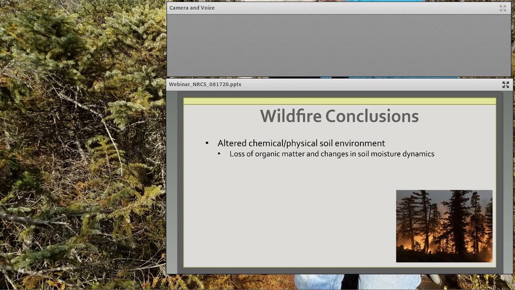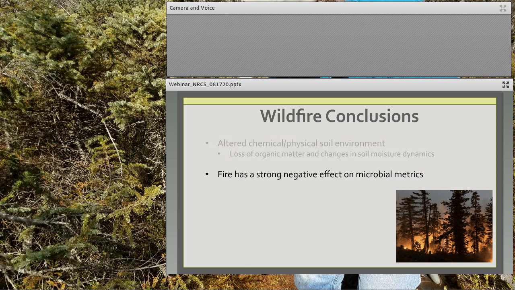Wildfire was found to negatively alter the soil environment, such as through the intuitive loss of organic matter, which supplies the microbial community with carbon and nutrients, as well as through the alteration of water dynamics, which may also constrain normal microbial function.